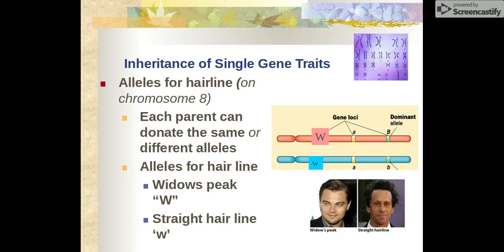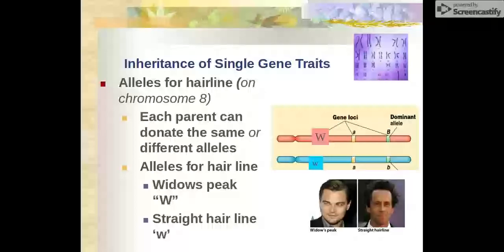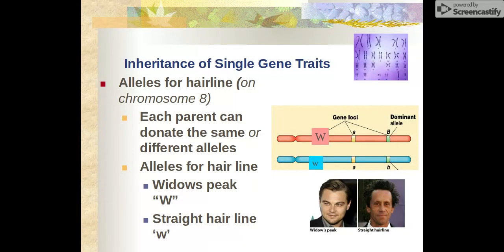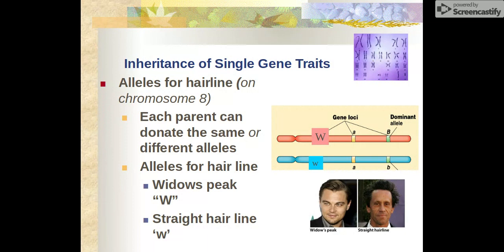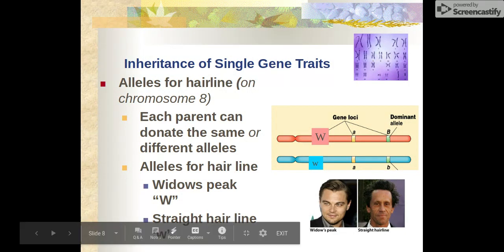So looking at single gene traits, because they're the simplest to start with, we've got some alleles for hairline on chromosome 8, and this is a pretty easy one to see. We've got alleles for having a widow's peak. So here we've got Leonardo down here, and you can see that his hairline comes to a point.